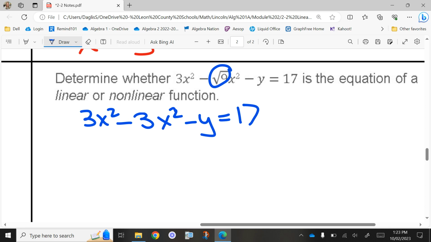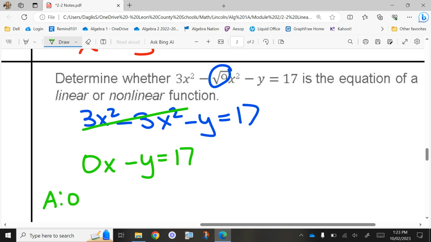Can we simplify even more? Yeah, I can combine like terms. What is 3x squared minus 3x squared? 0. They cancel out. We're left with negative y equals 17. Is this a line? Yes. Technically, there's a 0x right here that we don't usually write, but it is there. If I were to separate it, A is 0, B is technically negative 1, and C is technically 17.